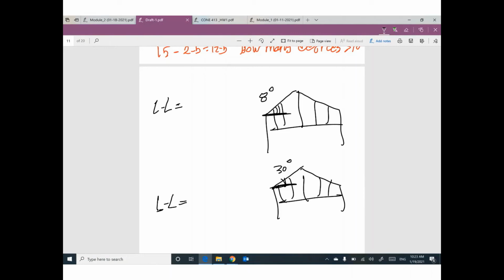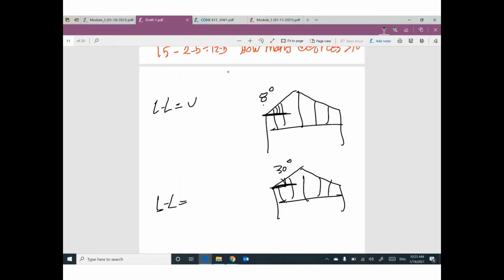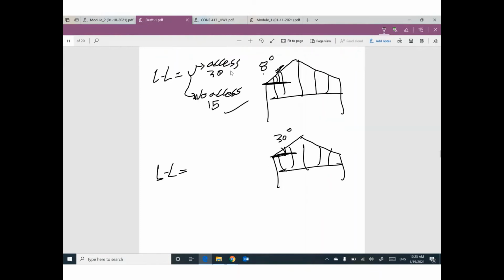What do you think? Okay, 8 degree, I believe we are in this case because your sloping is smaller than 10 degree. You need to get another answer. Do you have access to this roof or no access? If you have access, your live load will be 30. No access, your live load will be 15. That's it.